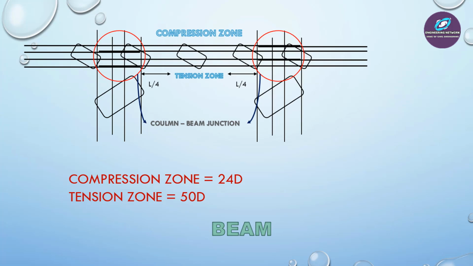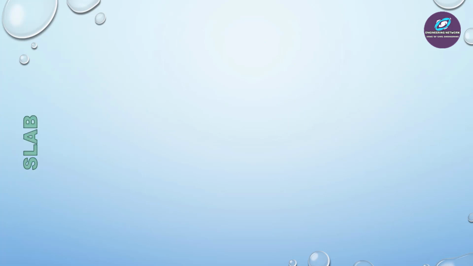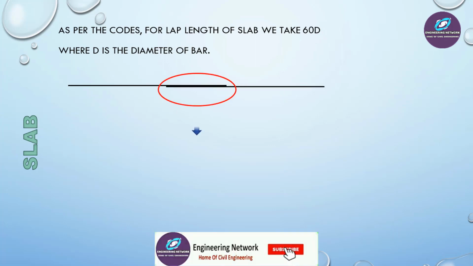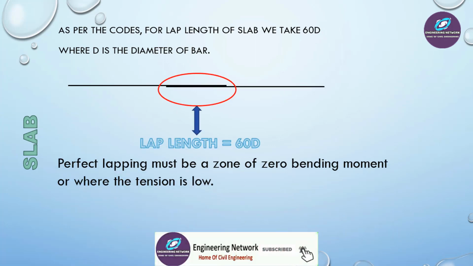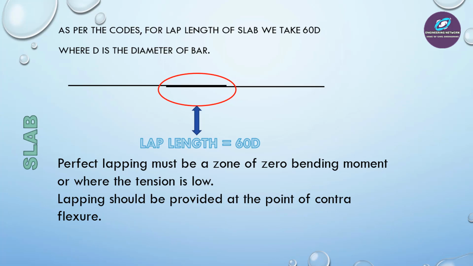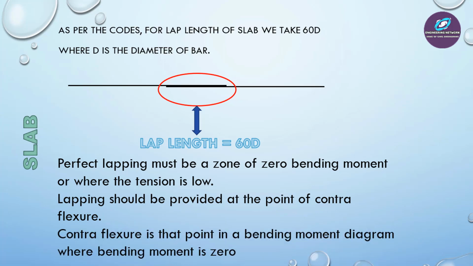At last, let's talk about slab. As per the codes, for lap length of slab, we take 60D where D is the diameter of bar. Perfect lapping must be in a zone of zero bending moment or where the tension is low. The lapping should be provided at the point of contraflexure. The contraflexure is that point in a bending moment diagram where bending moment is zero.